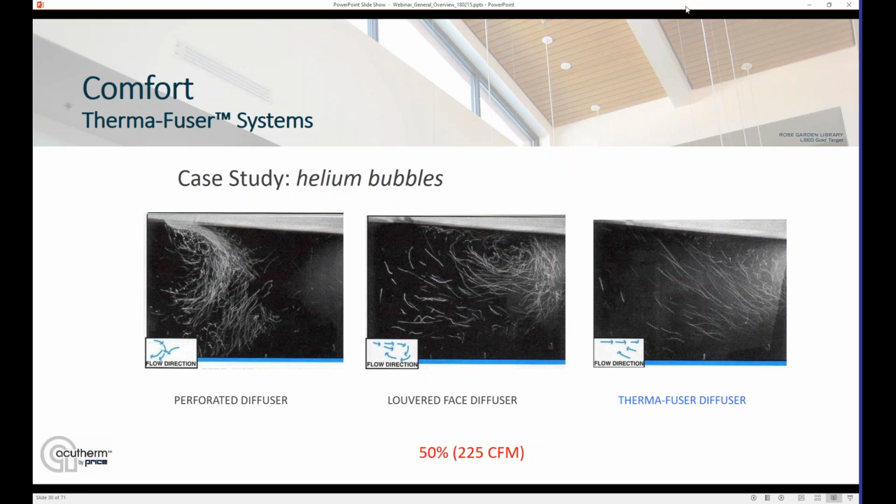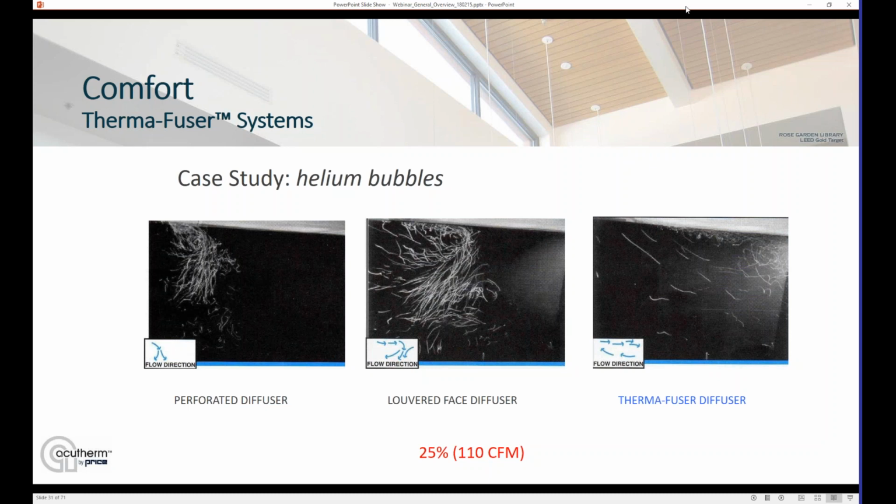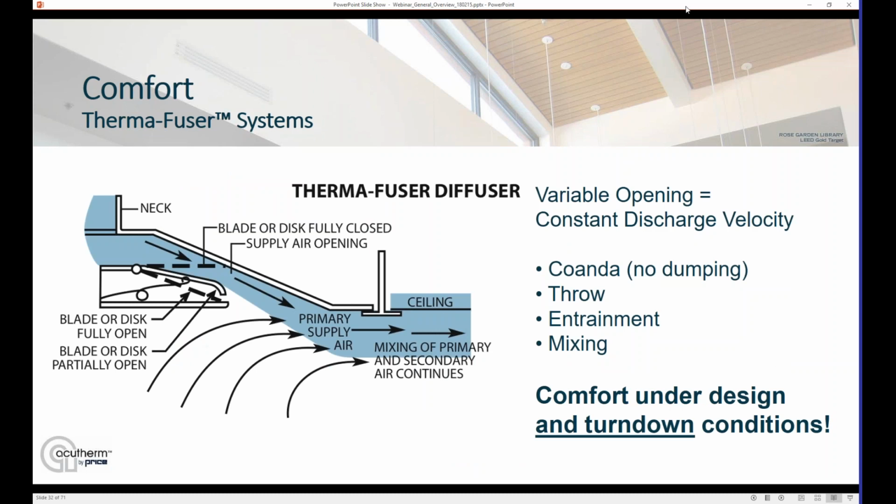But as we start to turn down the system, you can see at 50% flow, that perforated diffuser on the left has lost Coanda, and it's just dumping the air into the space. And as we continue to turn down, now at 25% flow, both the perforated diffuser and the louvered face are dumping into the space. Coanda has been broken. But on the right there, you can see the Therma-Fuser diffuser is still maintaining that discharge velocity, still moving the air around the space without dumping.